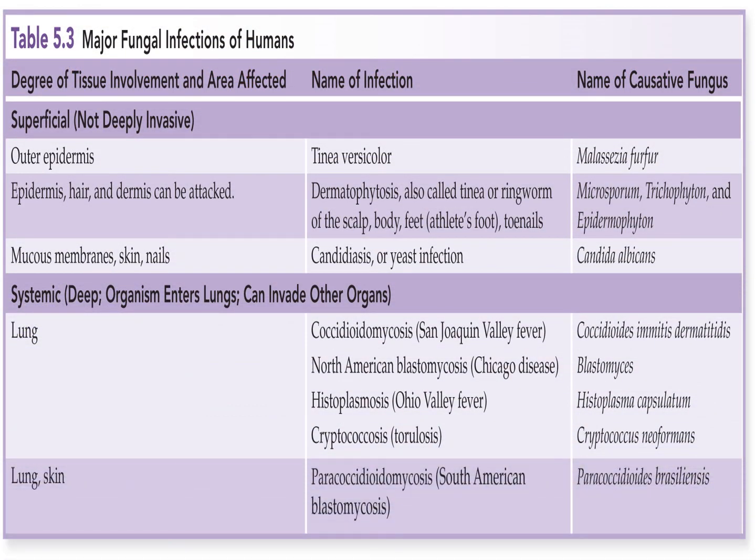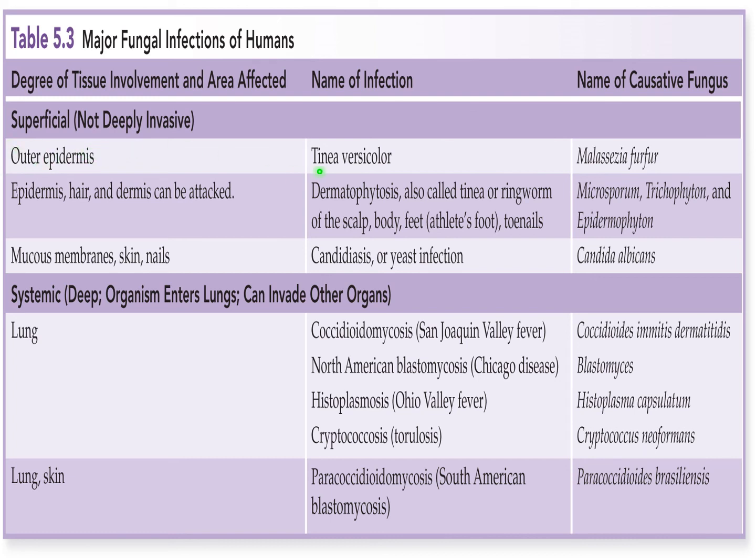So this is just some of the major fungal infections of humans. The superficial fungi either infect the outer epidermis or the epidermis, hair, even the dermis, and can go as deep as the mucous membrane, skin, or nails. Most of these are caused by Microsporum, Trichophyton, Epidermophyton. Candida albicans is a very common yeast infection seen in mucous membranes, and Malassezia furfur is one of the ones that we now see a lot in the outer epidermis.